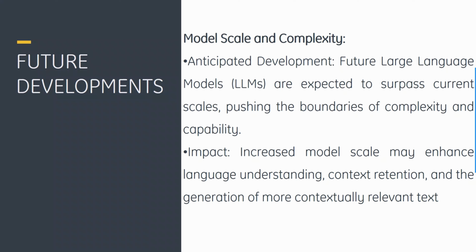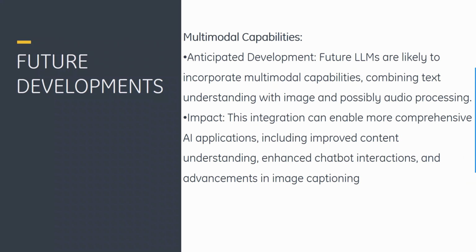So, what are the future developments in LLMs? Model scale and complexity. The anticipated development is that future large language models, which are LLMs, are expected to surpass current scales, pushing the boundaries of complexity and capabilities. Next, we have the impact. Increased model scale may enhance language understanding, context retention, and generation of more contextually relevant text.